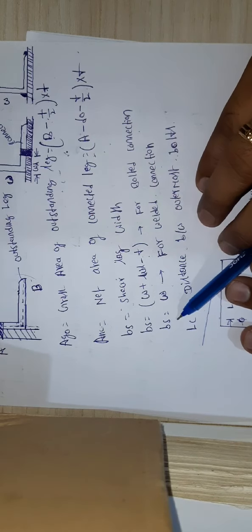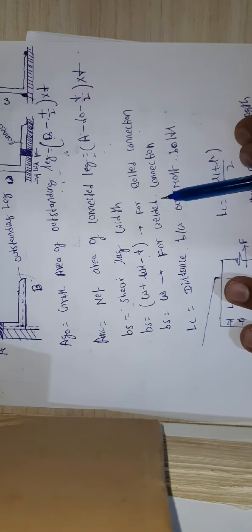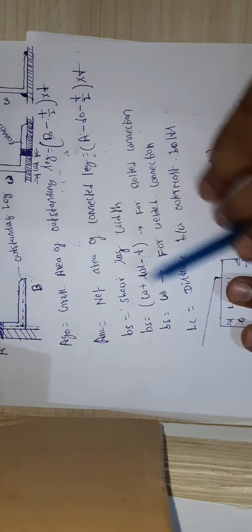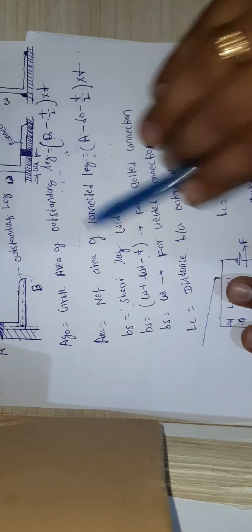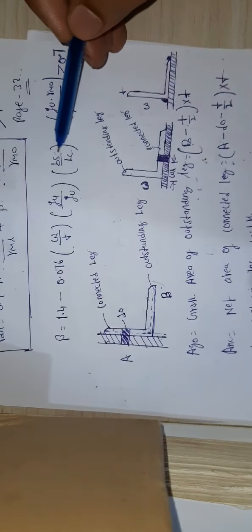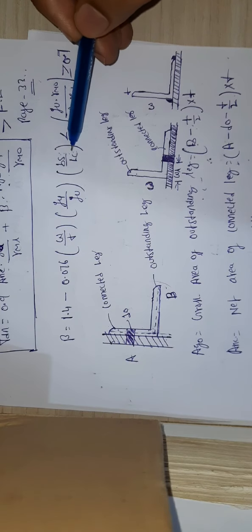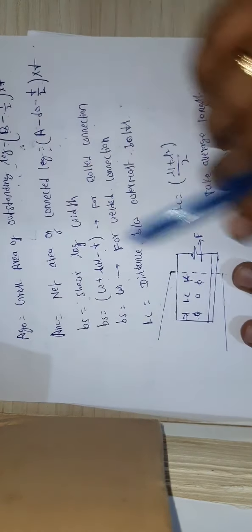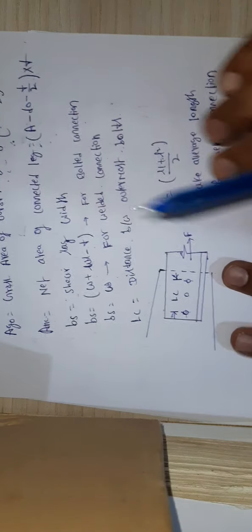Once again, if you are giving welded connections, B_S is taken as W. W means the length of the outstanding leg. And here we can see another terminology we are using, L_C. What do you mean by that? L_C is the distance between the outermost bolts.